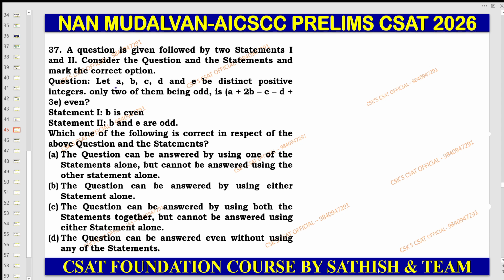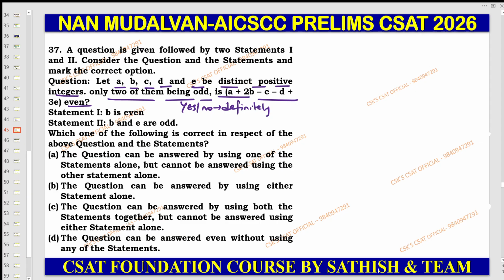Let me explain. A, B, C, D, E are distinct positive integers. Only two of them are odd. Is E even? What is the answer type? Either yes or no, definitely. In all the cases it must give no, or else in all the cases it must give yes.